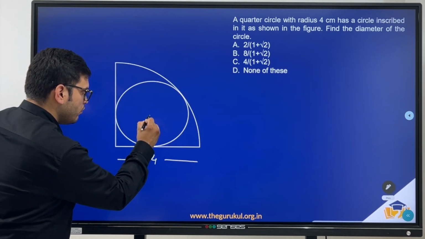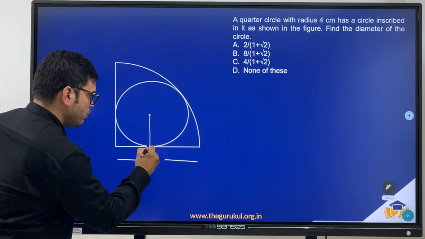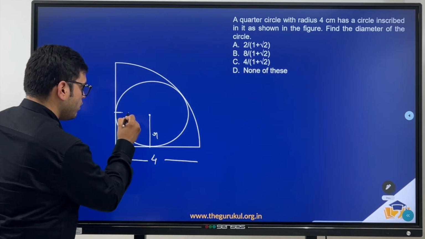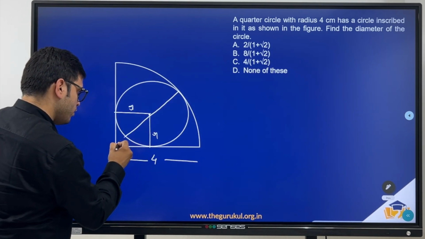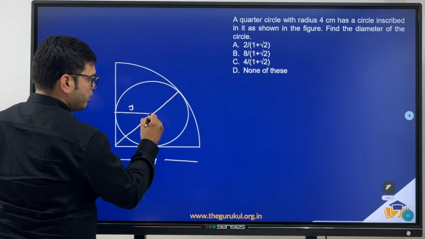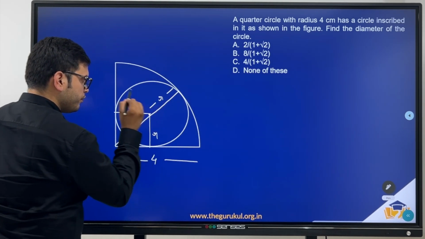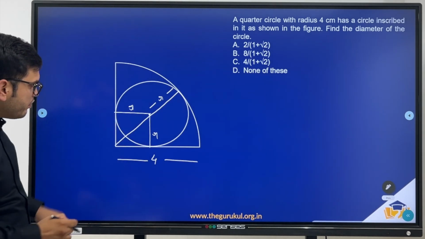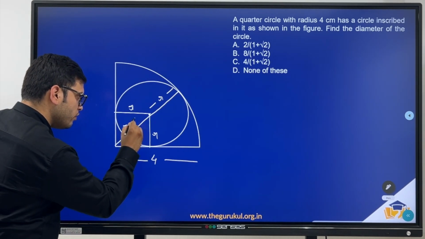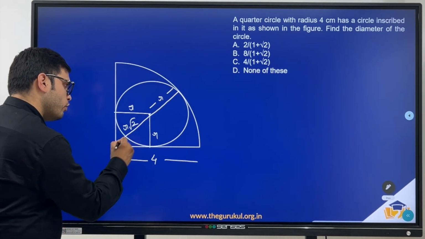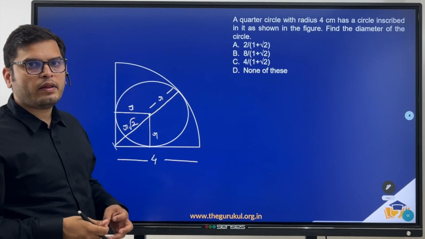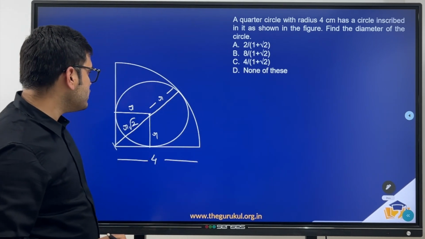Now let this be the center. This is r and this is r. And this part is r. If this is r and this is r, now this is r root 2. And what is this distance? This is nothing but the radius of the larger circle, which is 4.